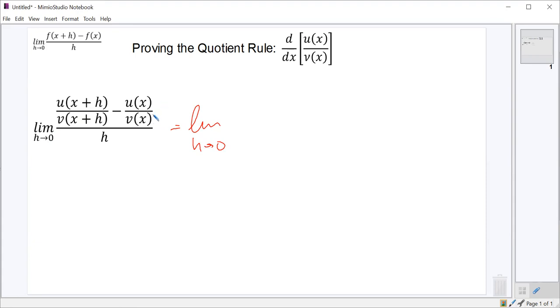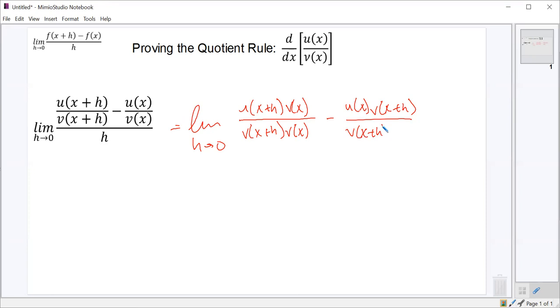So that will give us u of x plus h times v of x over v of x plus h times v of x minus u of x times v of x plus h over v of x plus h times v of x. And that's all over h.